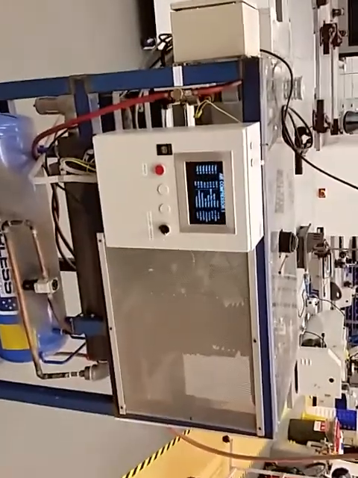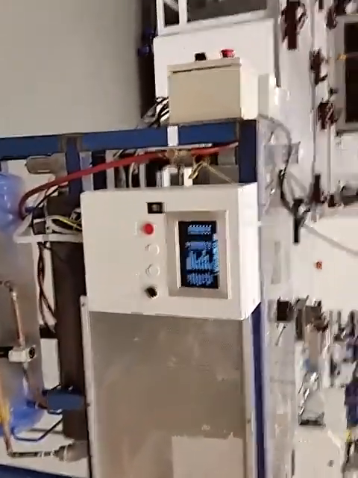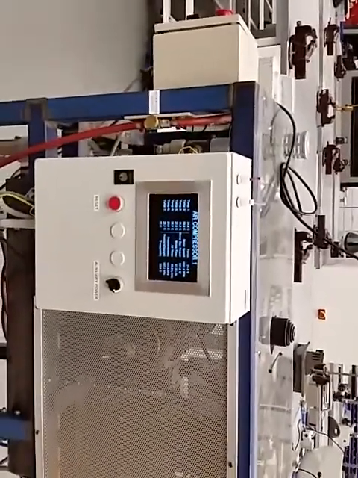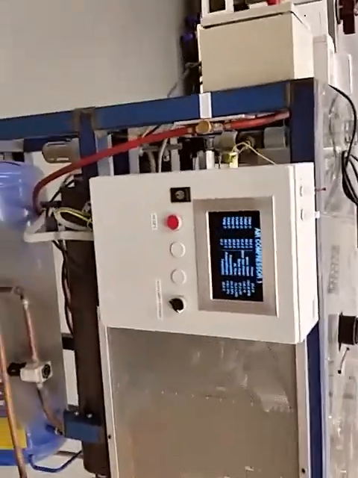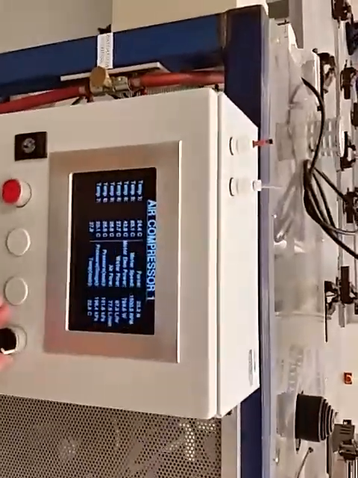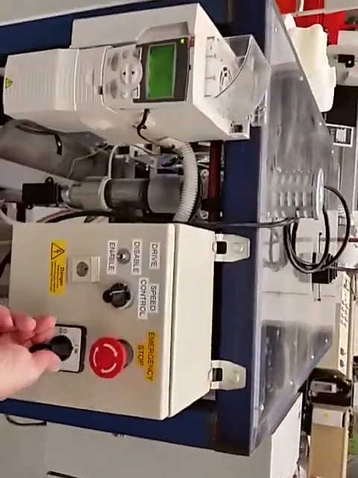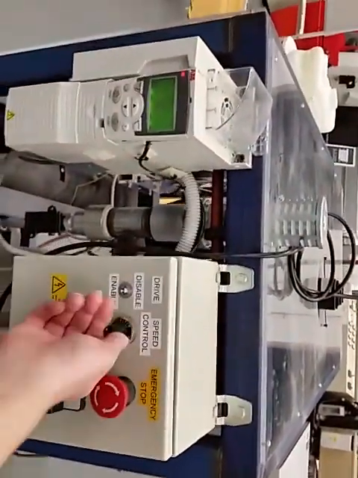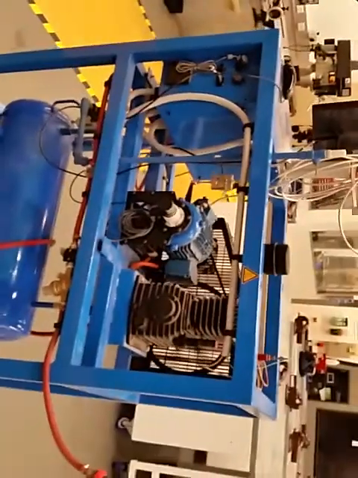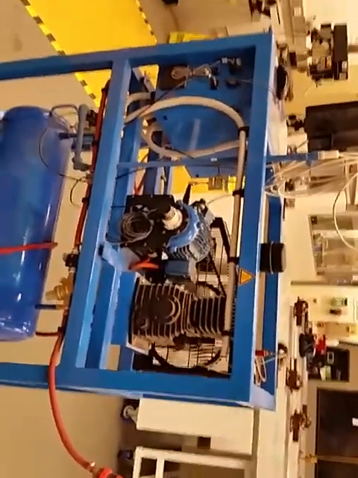Usually students in a lab session would have the choice to use any compressor they want, either this compressor, air compressor 1, or that one over here. I'll go up with the speed of this one now.